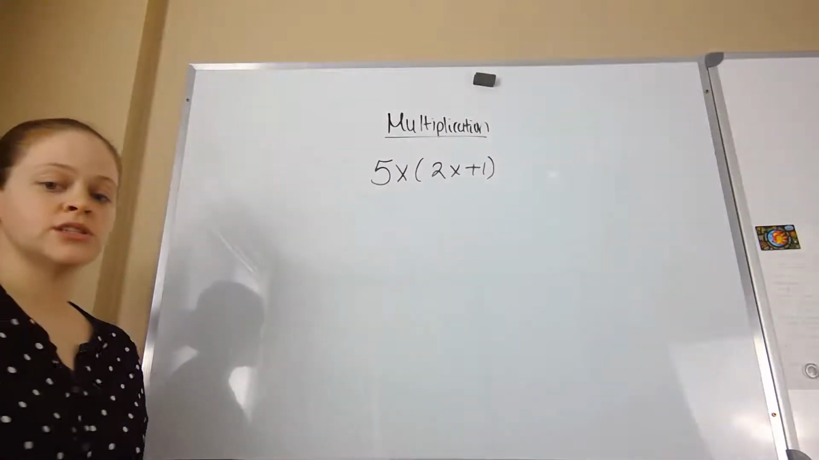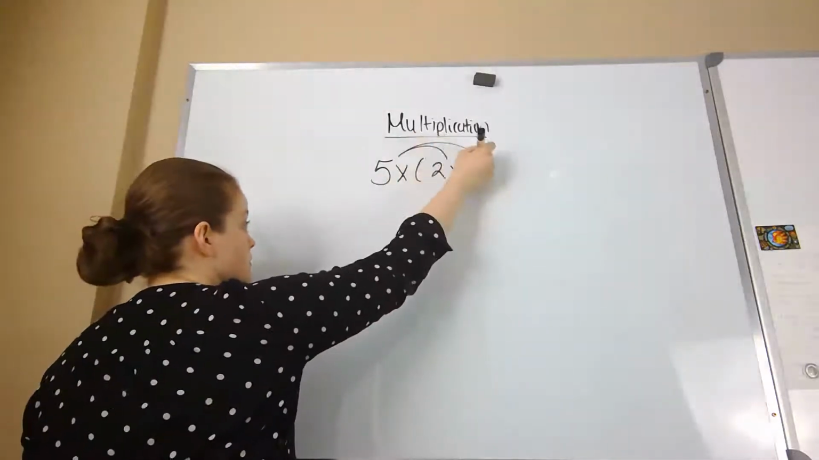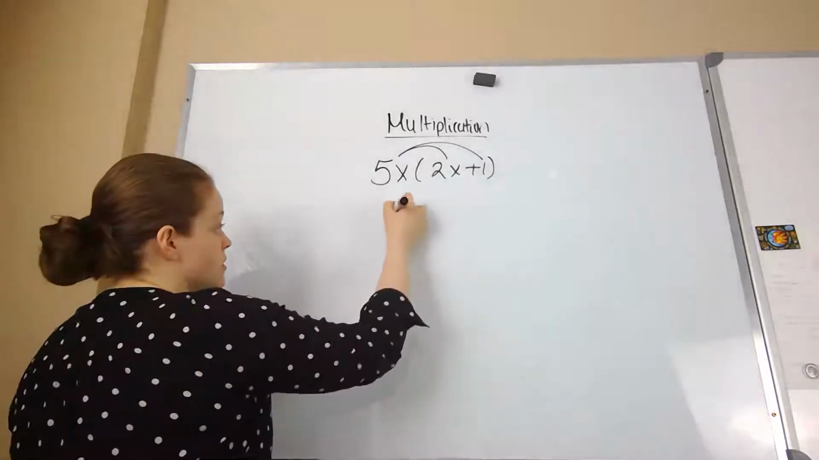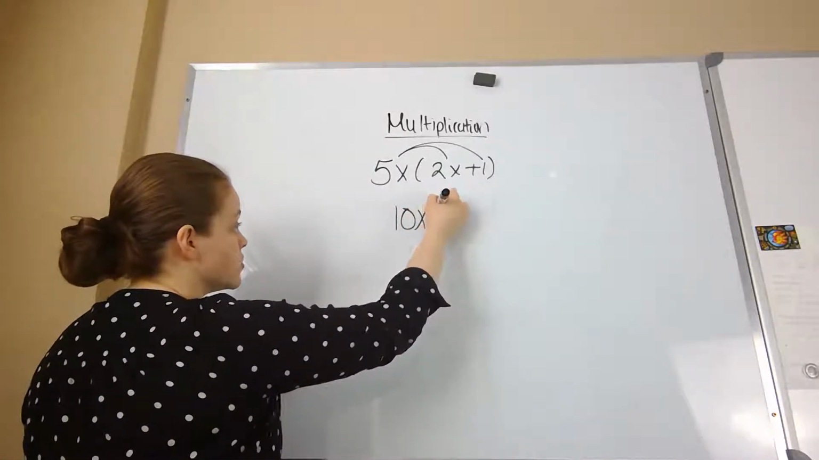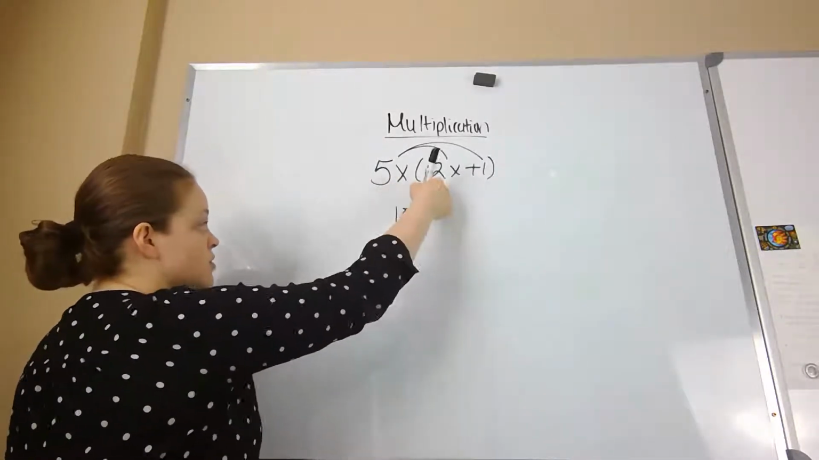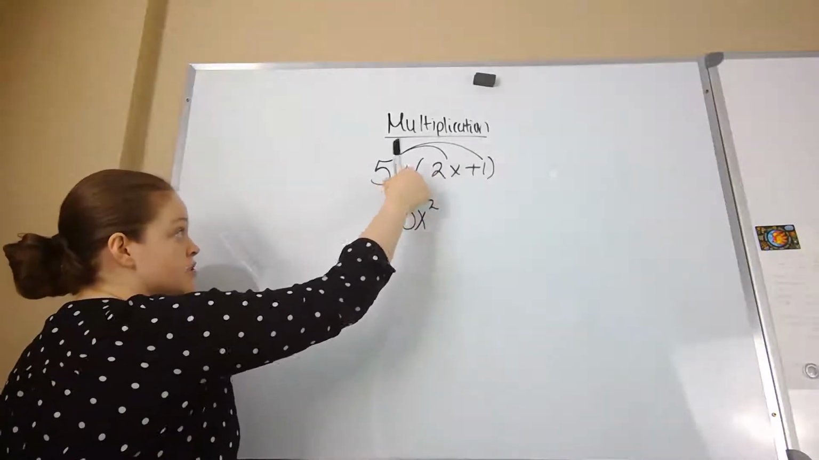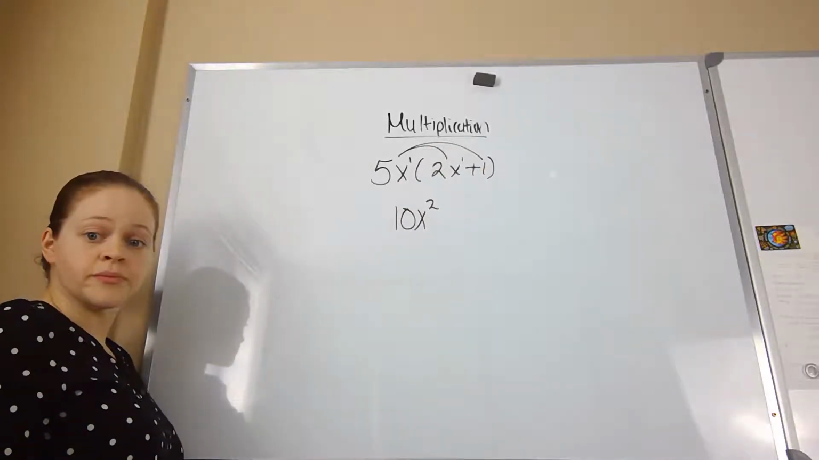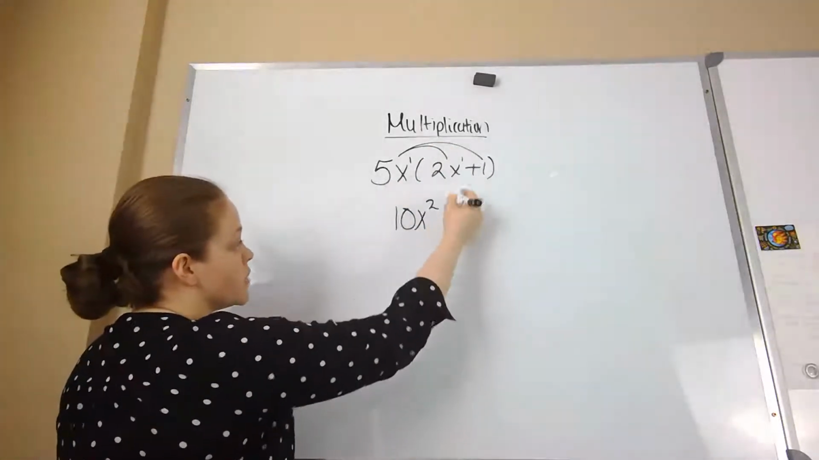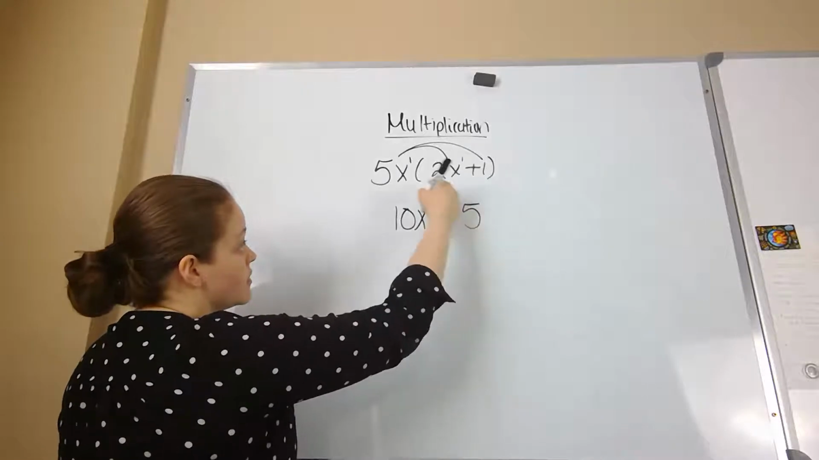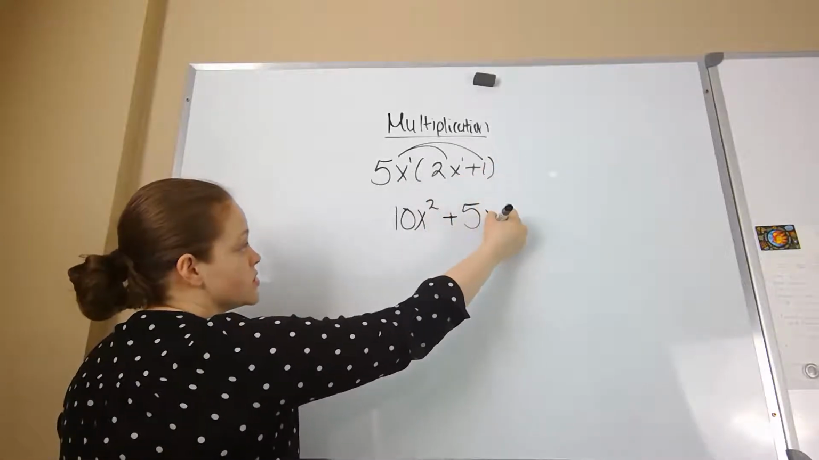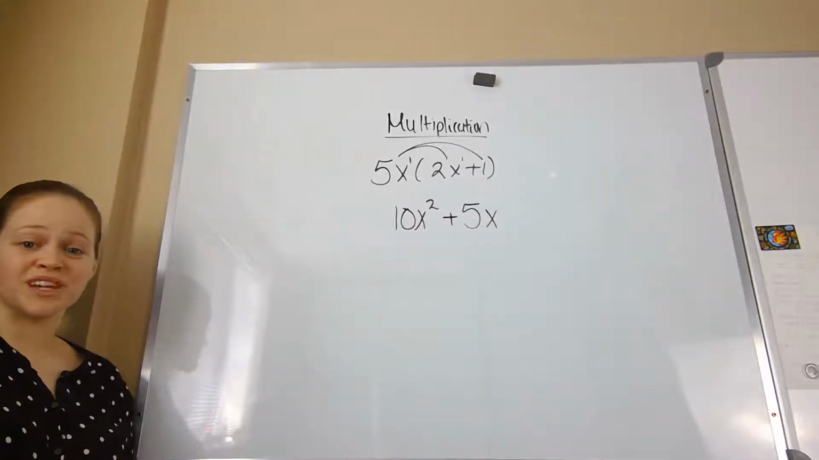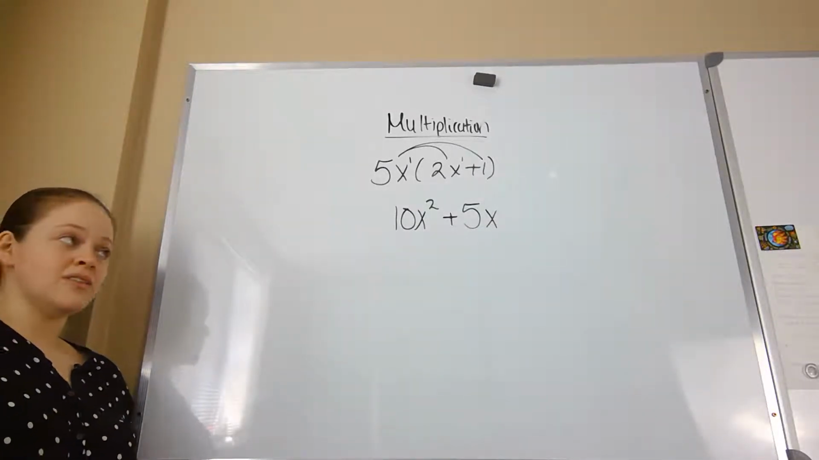Then I basically just multiply this guy in, okay? And that leaves me with 10x squared, because 5 times 2 is 10. x times x, that's two bases the same, so we just add their exponents. Then you have 5 times 1 is 5, and there's no x there, so this is going to be just x. Okay, so that's basic multiplication.